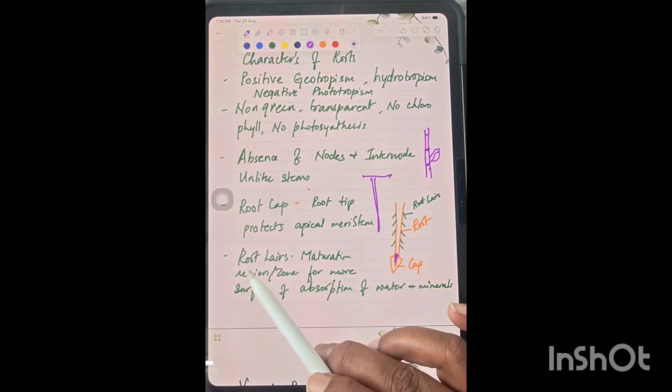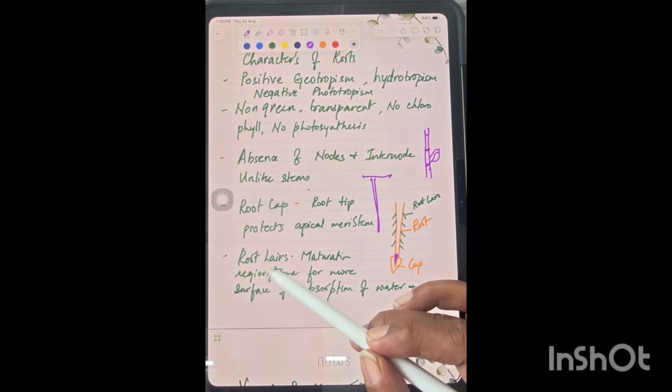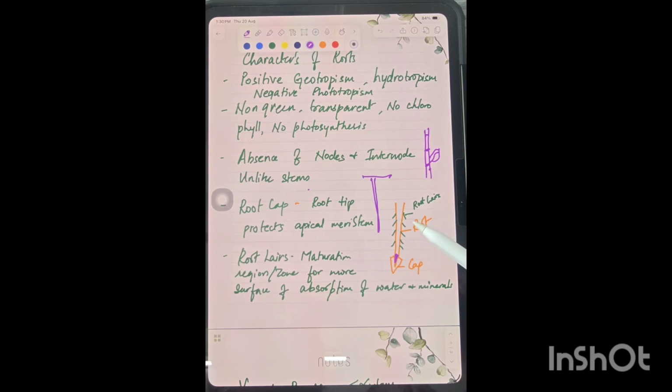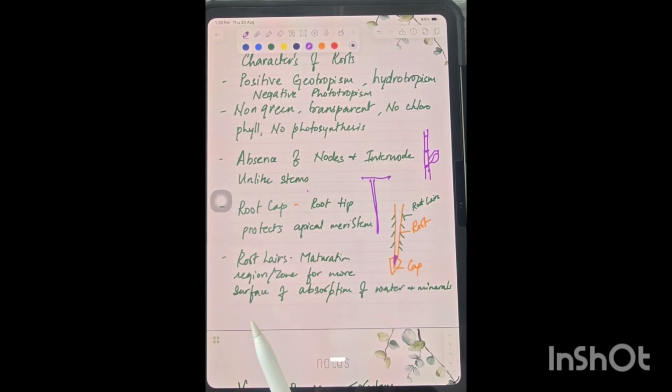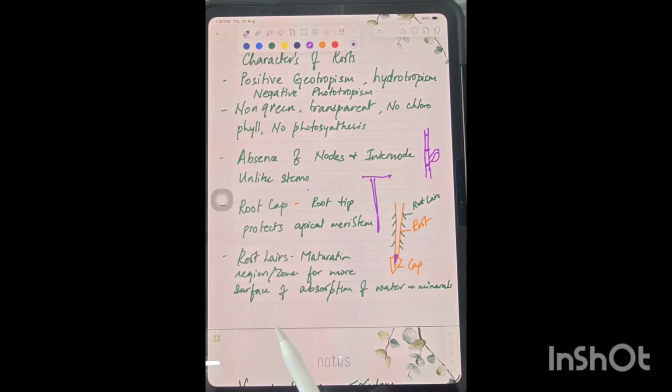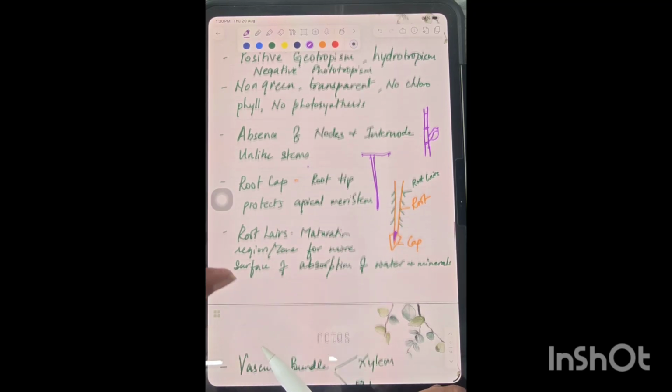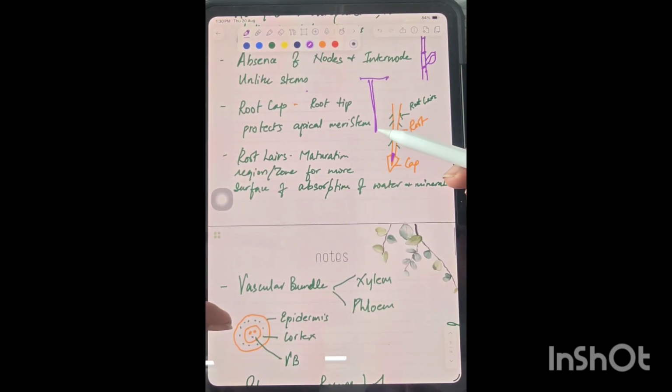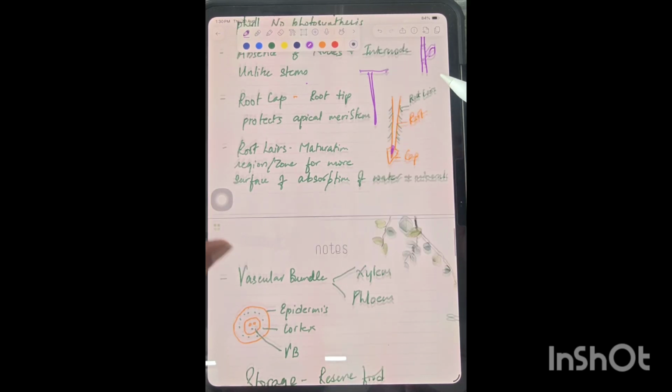Plus, one more structure is present, that is root hairs. The root hairs are nothing but structures which provide more surface area for the absorption of water and minerals. So two main structures: one is the root cap, another is the root hairs.